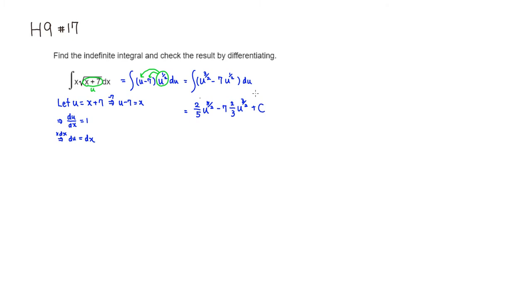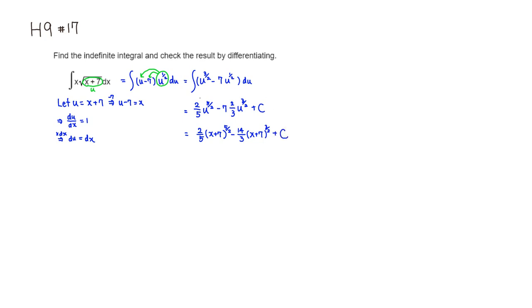Then we just need to put the x plus 7 back in for u. So we're going to have 2/5 times x plus 7 raised to the 5/2 power, minus 14 over 3 times x plus 7 raised to the 3/2 power, plus some constant c.